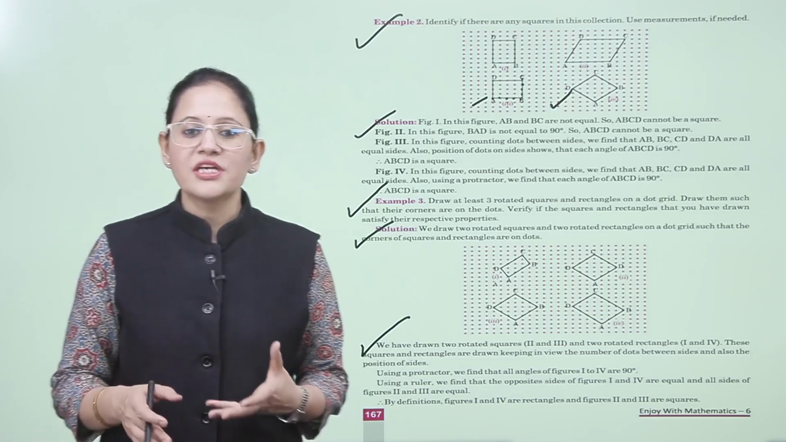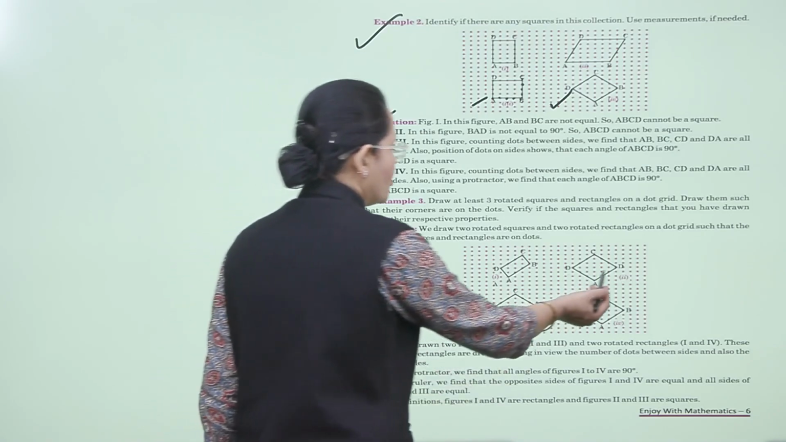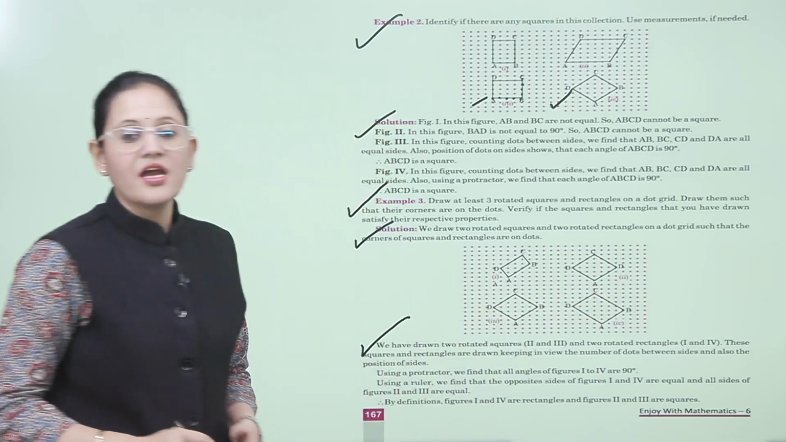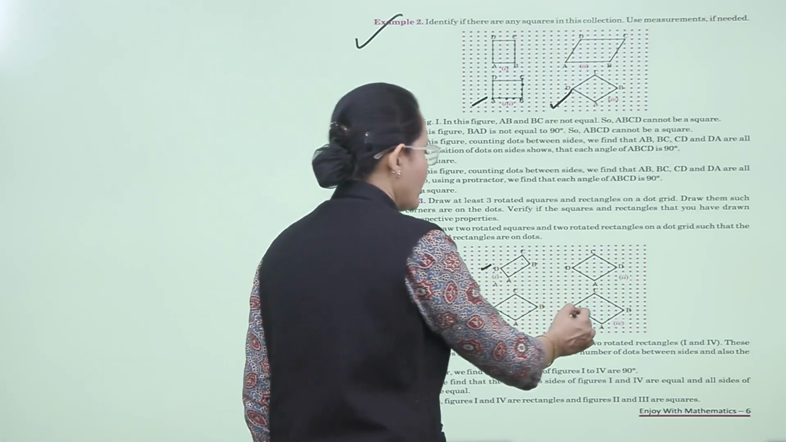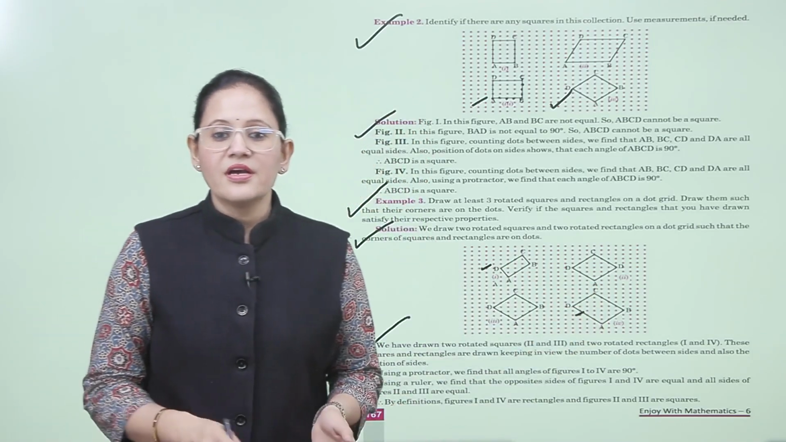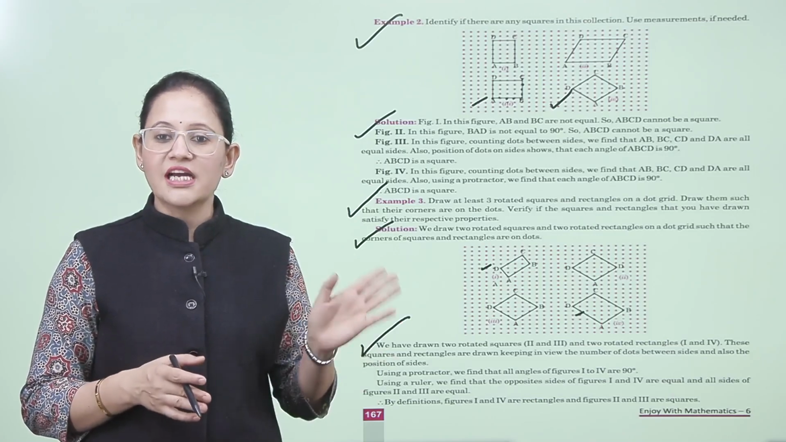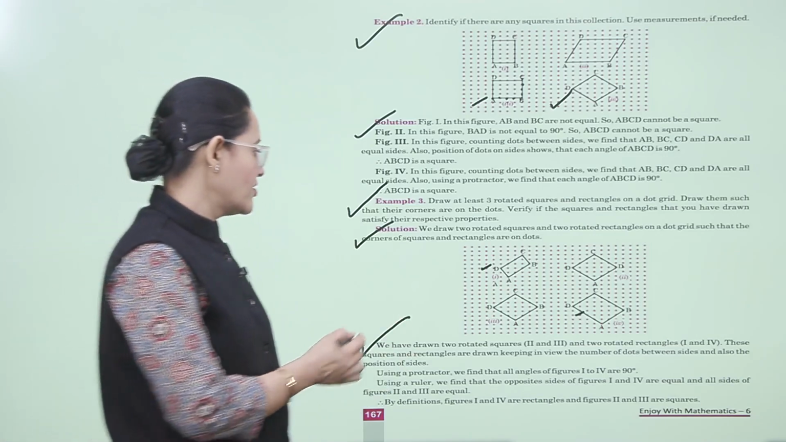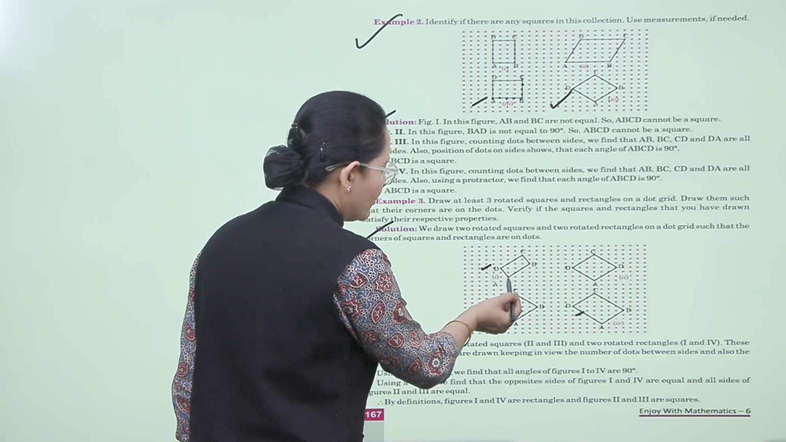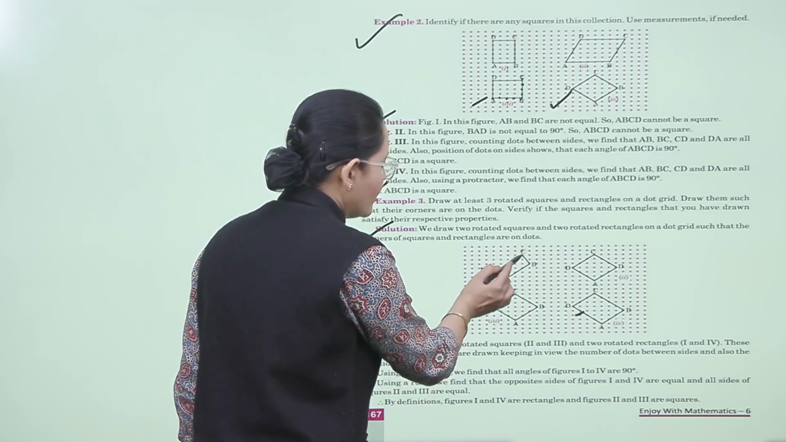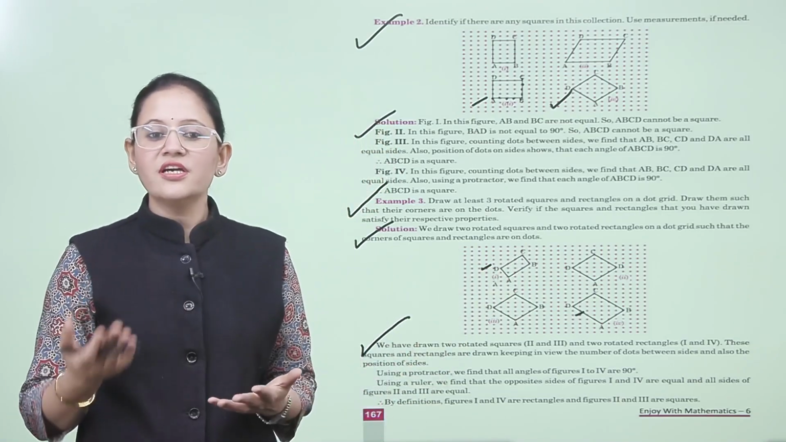So, for that we will draw 2 rotated squares like 2 and 3, clear, and 2 rotated rectangles like 1 and 4, clear. These squares and rectangles are drawn keeping in view that the number of dots between the sides determines the position of the side, so the corners should always be on dots. How many dots are there? 1, 2, 3, 4. Clear? So, by counting the dots, you can draw the square, you can draw the rectangle.